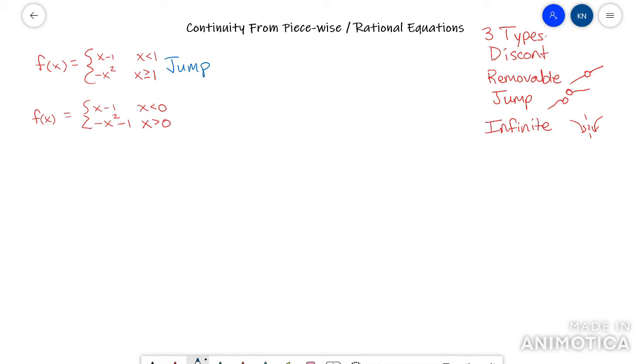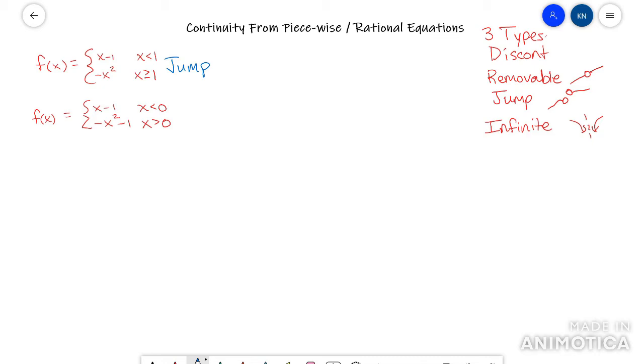But look at the difference between this first problem and this second problem. This first problem had an or equal to, meaning at 1, it was covered. It was part of your domain. But look at the second one. 0 is not part of your domain. So it cannot be continuous.